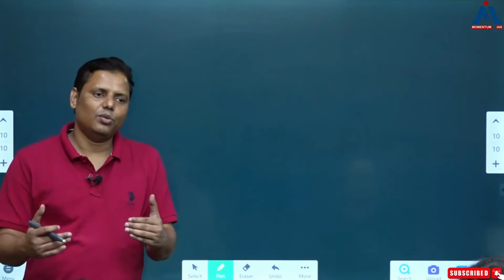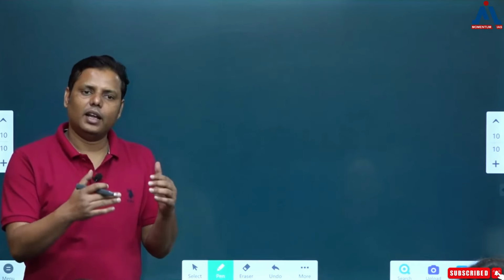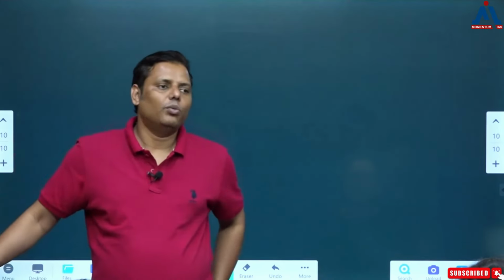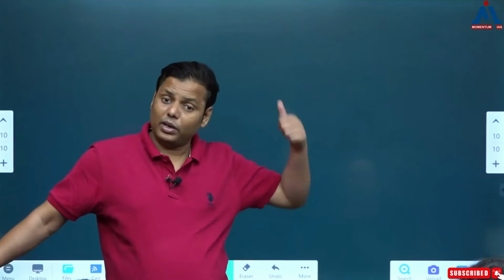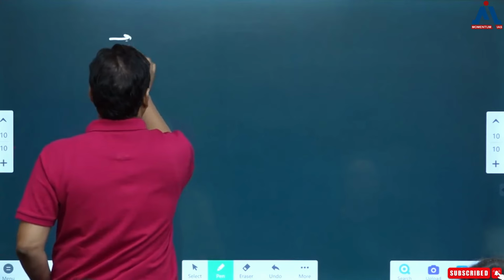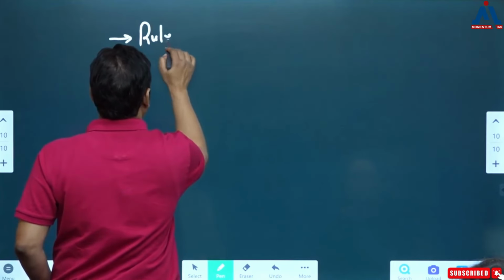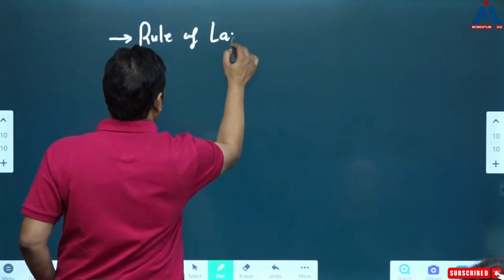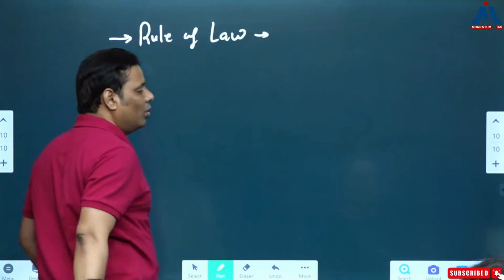So let us try to understand the entry of modernity in India in context of the various features I discussed in the last slide. What is the first thing that I told you? Rule of law. Now, how is this rule of law coming?